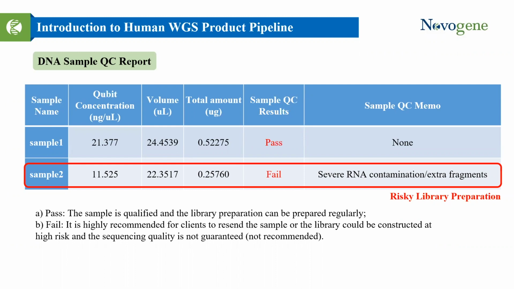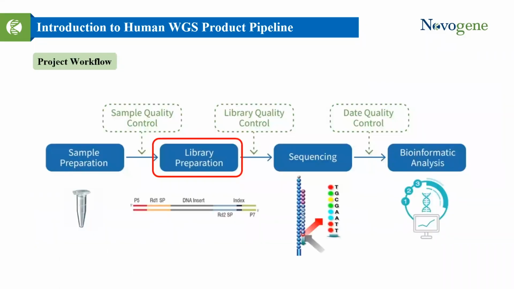However, if you insist, we can still prepare the library and do the sequencing. But this is with risk, and you need to take the risk. Generally, this is not recommended. If your sample passes the sample QC, we will move on to library preparation.